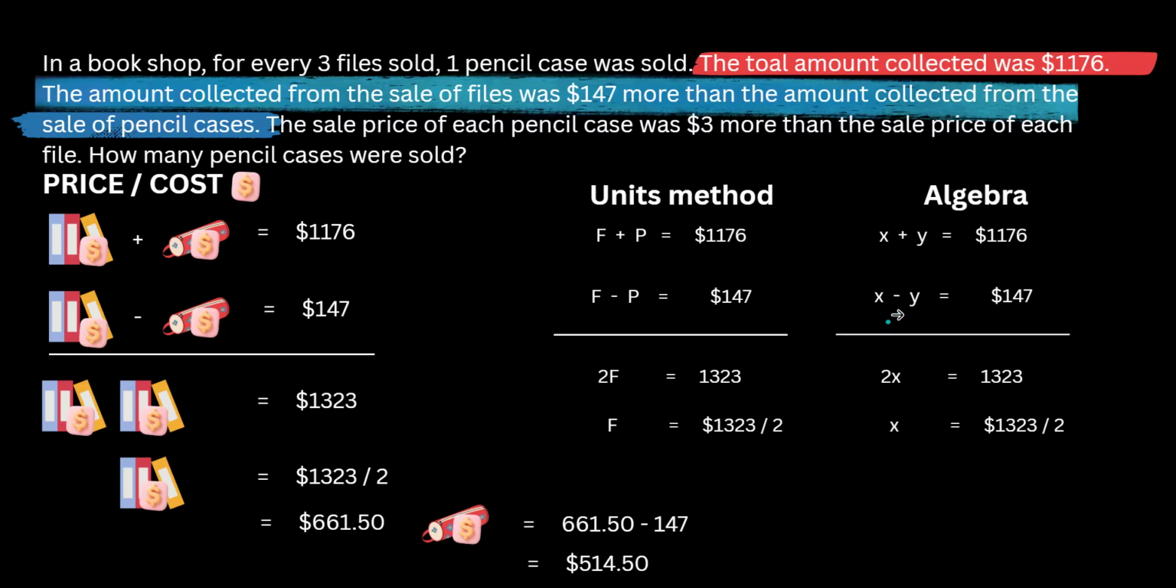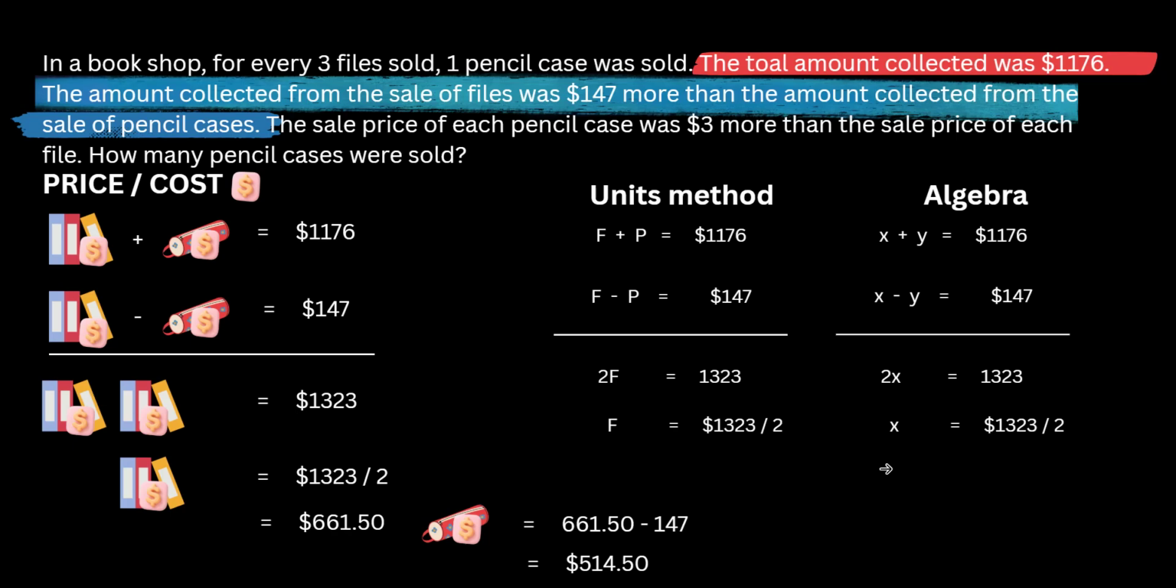Now, if we were to do this using algebra, we assume that X is the amount of money collected by selling files. Y is the amount of money collected by selling pencil cases. And then apply that to form an equation and find X and Y respectively. Now we are done with this.